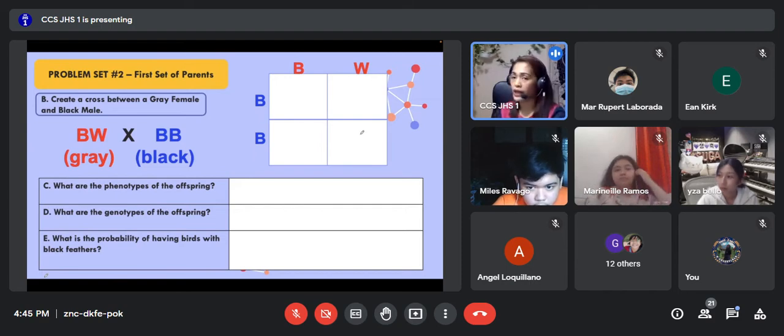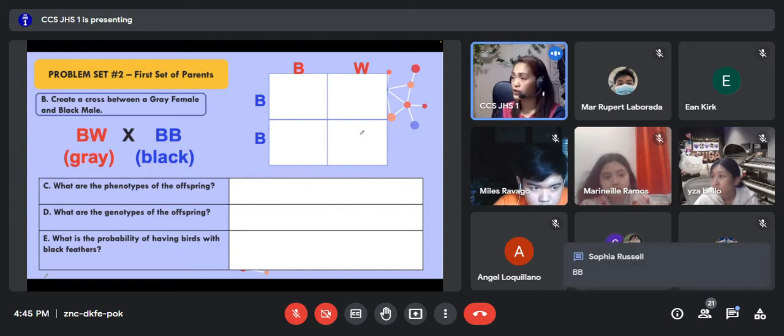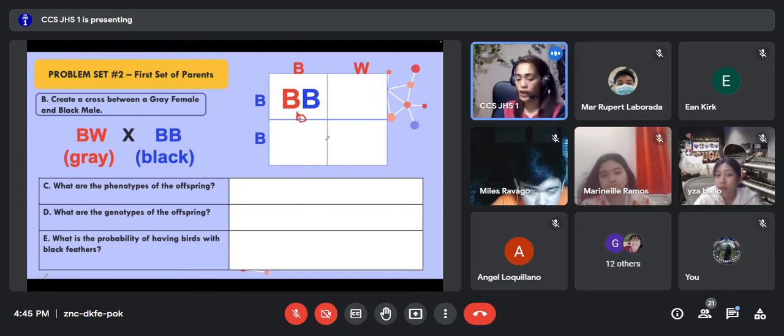So for the first quadrant, what would be the color or what would be the genotype? Okay, very good. And that will give you black. I will not write it anymore. Okay. How about this one?